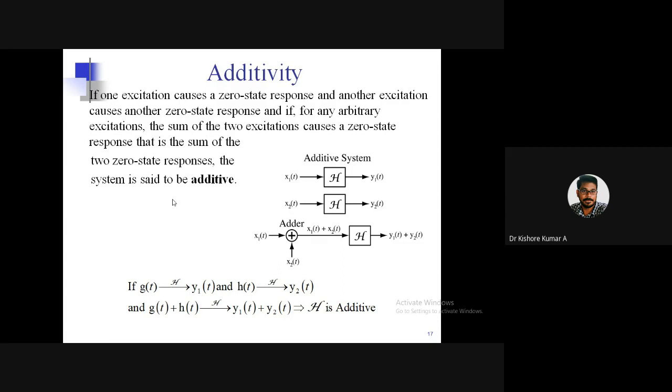This can be explained with the help of equations. If g of t tends to y1 of t and h of t tends to y2 of t, you add g of t and h of t, producing the output y1 of t plus y2 of t. Therefore the particular system H is additive in nature. We need to determine whether the system is additive or not based on this concept.